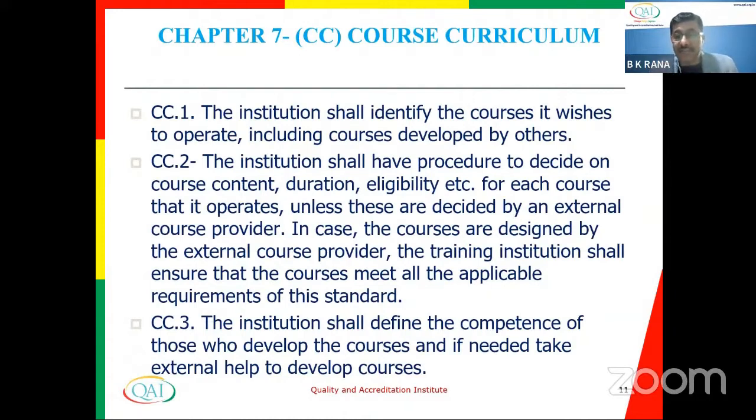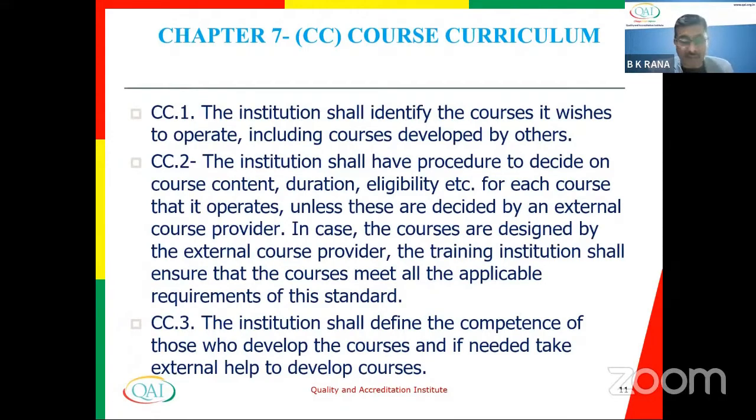So in case courses are designed by the external course provider, the training institution shall ensure that the course meets all the applicable requirements of this standard. So irrespective of who has developed the course, whether you yourself or anybody else, in all cases you have to ensure that the course meets the requirements of this standard for accreditation, in all aspects.